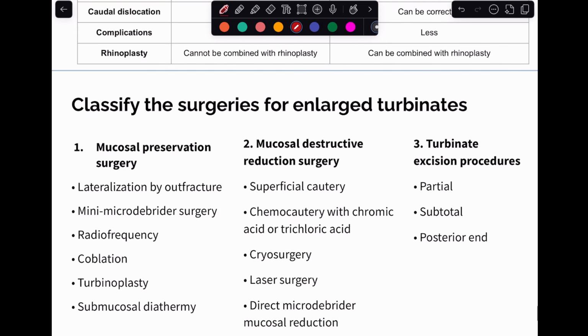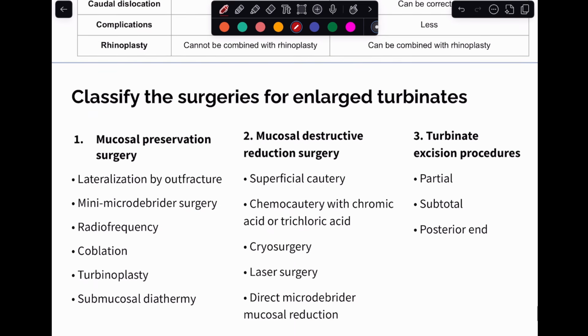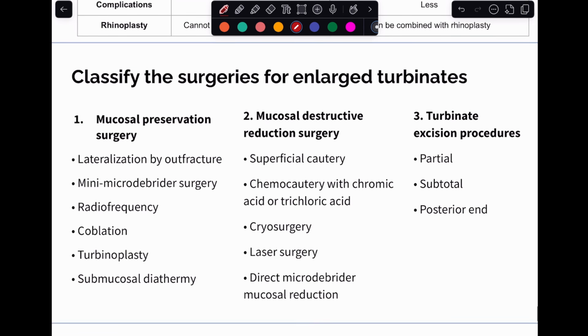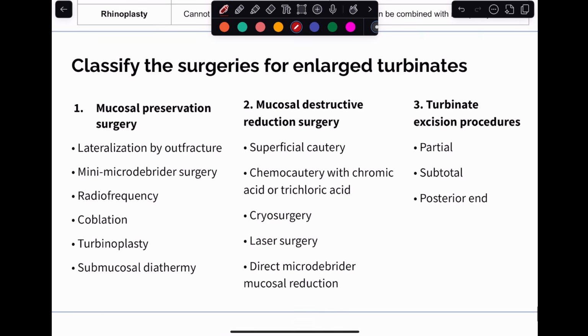Next, we mostly talked about septoplasty. You will not be asked much about the turbinate surgery, but we'll talk a little bit about it. What are the different surgeries that you could possibly do to reduce the enlarged turbinate? We can classify them into three types. First, we have the mucosal preservation surgery, which is more preferred. Then we have the mucosal destructive reduction surgery and the turbinate excision procedures, which are the more radical ones.